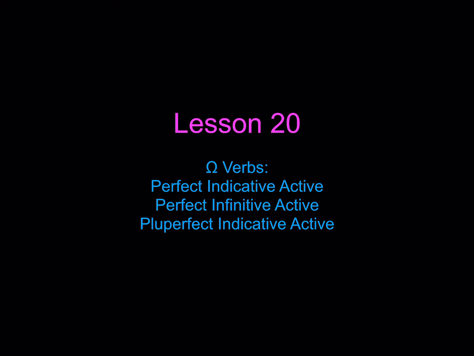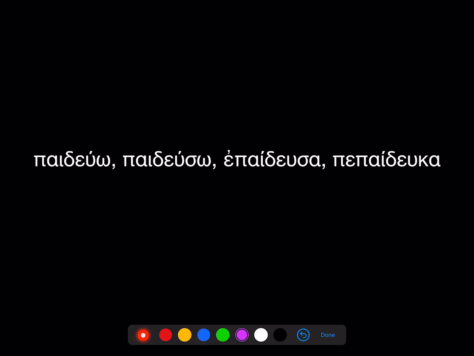All right, welcome to lesson 20, where we're going to talk about the perfect indicative and pluperfect indicative active of omega verbs, plus the perfect infinitive active. So, thing one, we're adding in a new principal part, the fourth principal part.